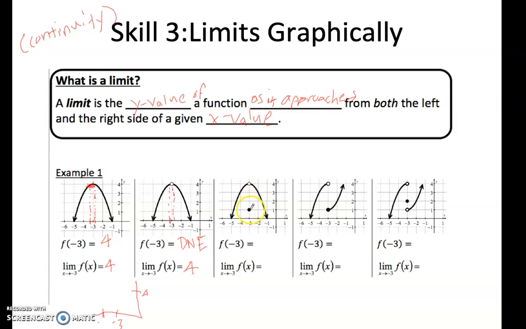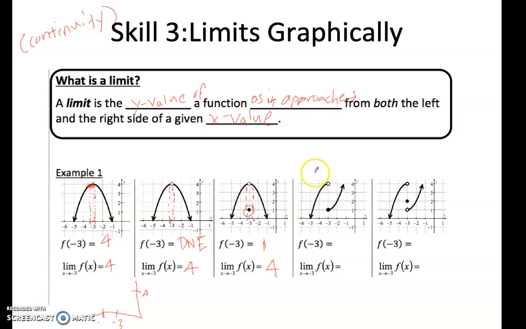Now over here we see that the function is defined, but it's defined at a different point right at -3. If we plug in -3, we get a 1. However, right before and right after -3, we are approximately at 4. So that's how we're doing that limit graphically.